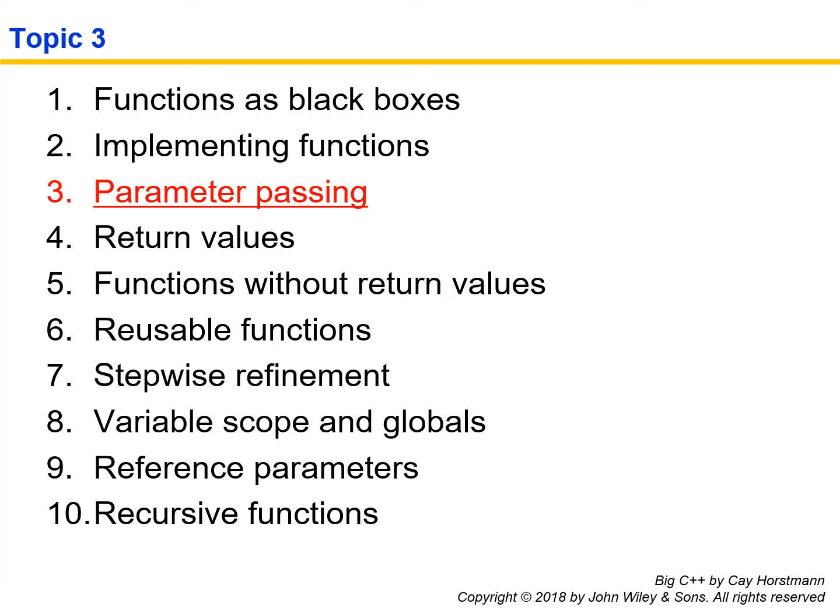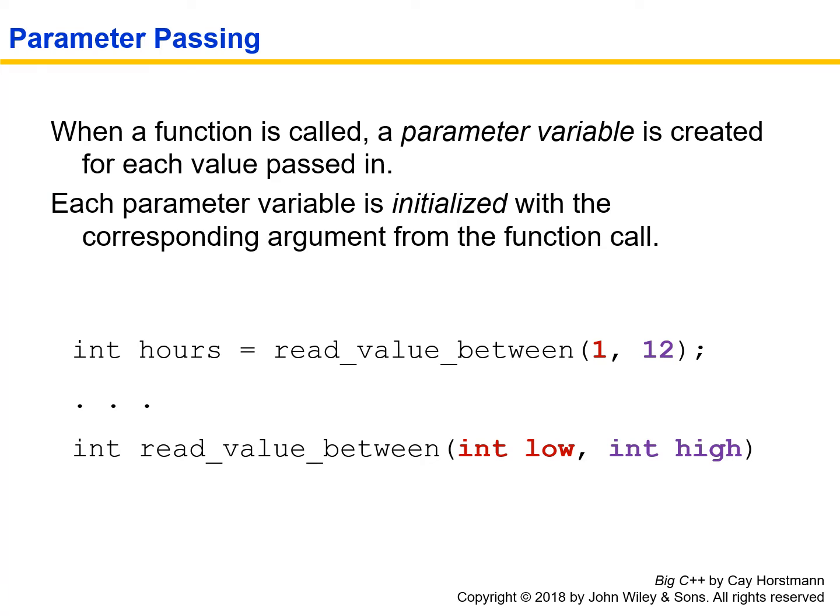All right, now let's get into some of the nitty-gritty of how functions work. When a function is called, a parameter variable is created inside that function for each value passed in. Each parameter value is initialized with the corresponding argument from the function call. So low is created and initialized with value 1. High is created and initialized with value 12.